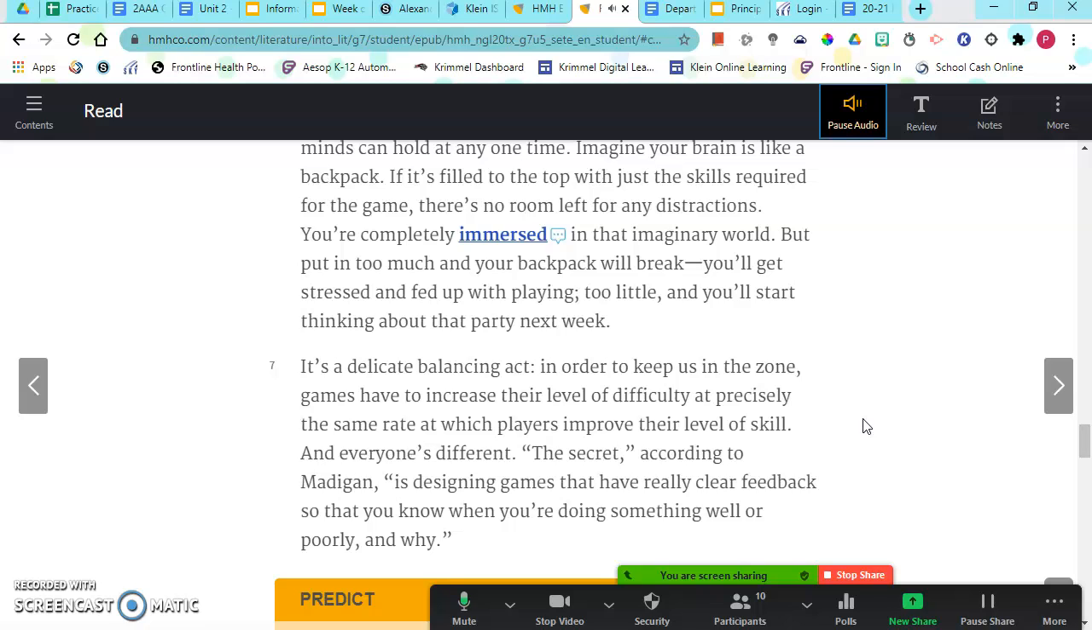In order to keep us in the zone, games have to increase their level of difficulty at precisely the same rate at which players improve their level of skill. And everyone's different. The secret, according to Madigan, is designing games that have really clear feedback so that you know when you're doing something well or poorly and why.